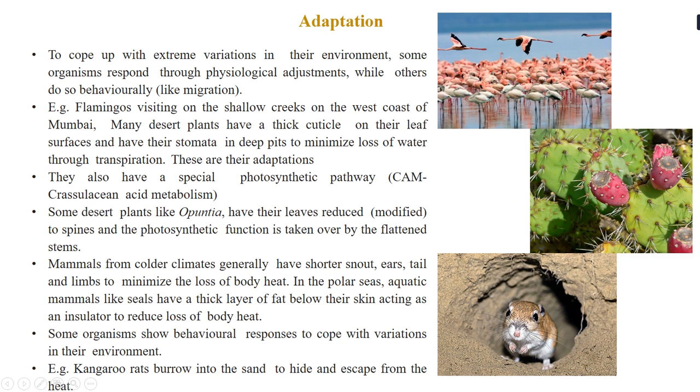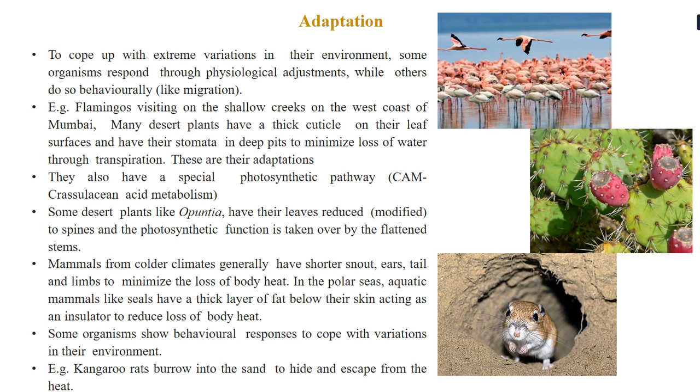Now there are also some special photosynthetic pathways like the CAM pathway, which is known as crassulacean acid metabolism. Okay, this is also a certain adaptation that is done by plants. Again, if we take example of a desert plant, the most common desert plant, that is Opuntia, which you commonly call as cactus plant. Now these cactus plants or Opuntia plants, they have leaves which have been reduced, that means they have been modified into spines. So these spines that you see, these are leaves which are actually modified in the form of spines.